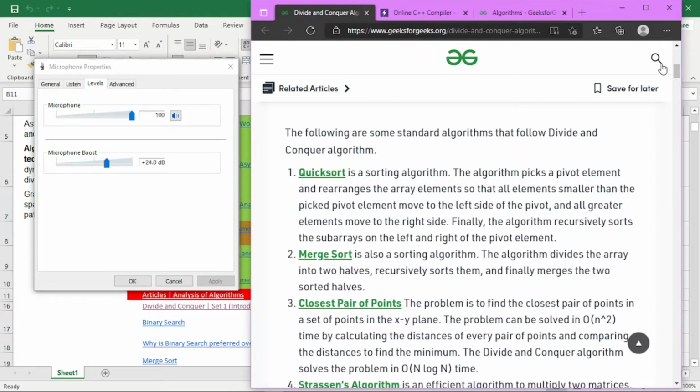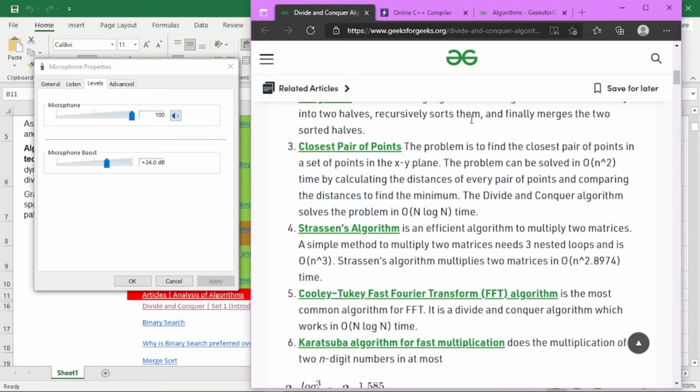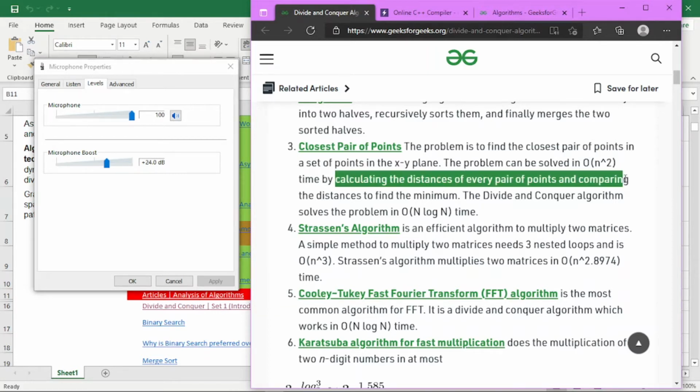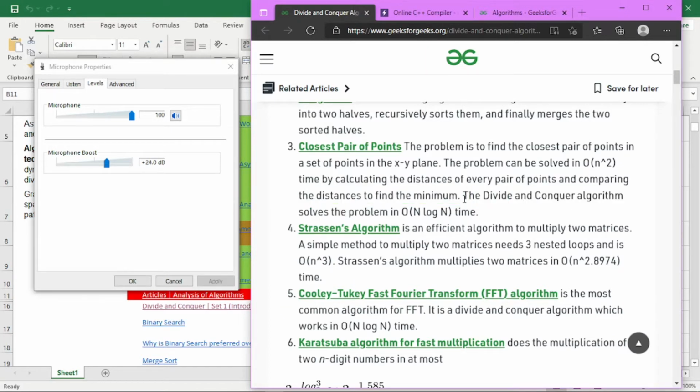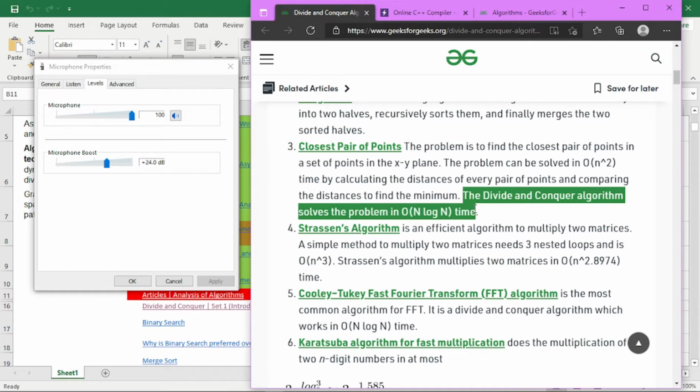Okay, and closest pair of points is another problem that can be solved in order of n log n time with divide and conquer. In this problem we have to find the closest pair of points in a set of points in the xy plane. We can go through all the points, calculate the distances and compare every distance to find the minimum. But if we use divide and conquer, then it can be solved in order of n log n time.